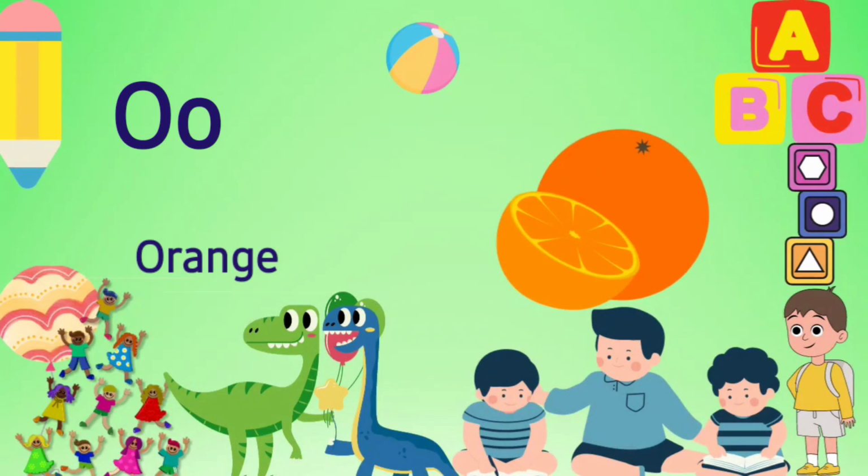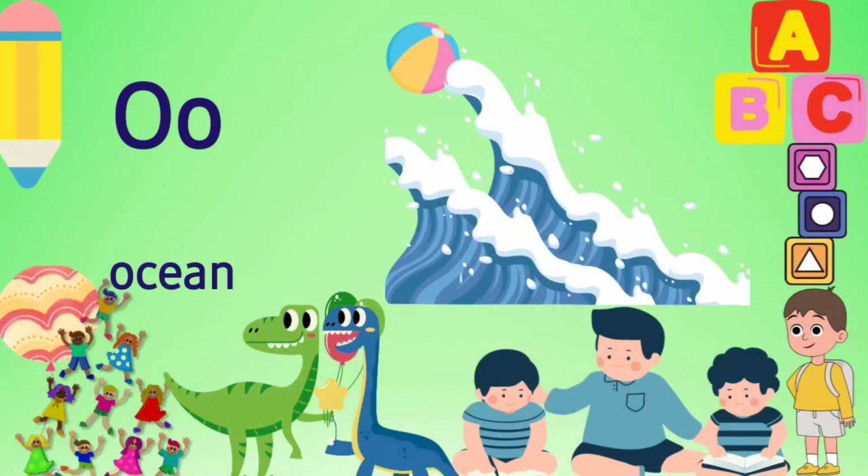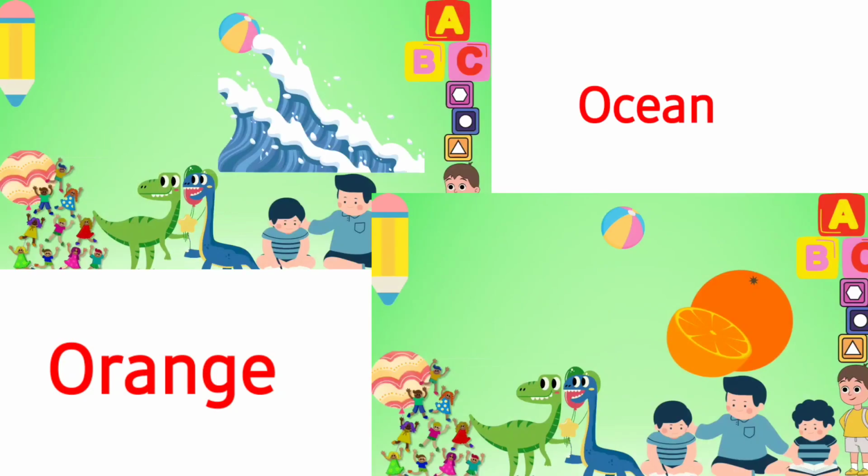O. O is for orange. O is for ocean. Orange. Ocean.